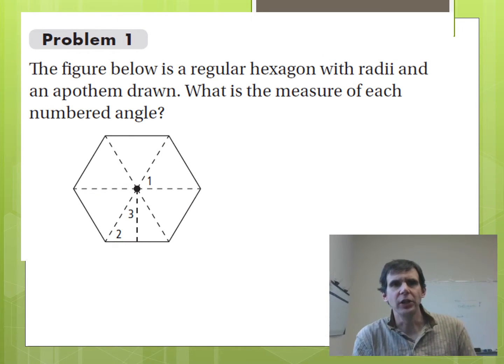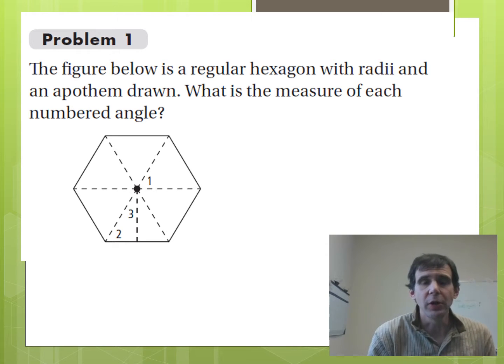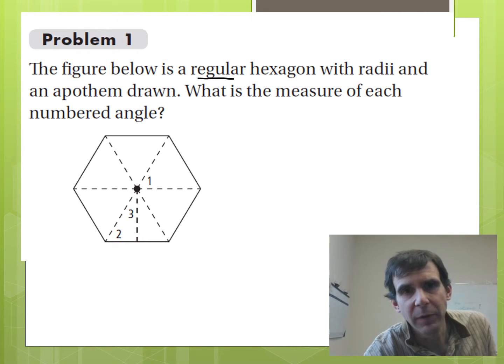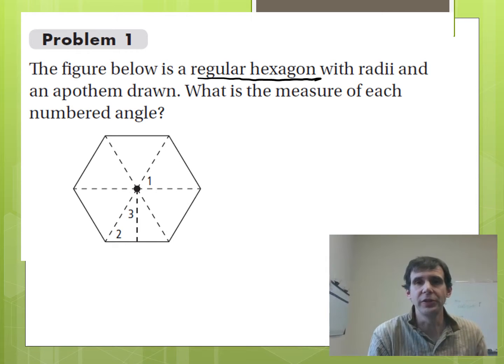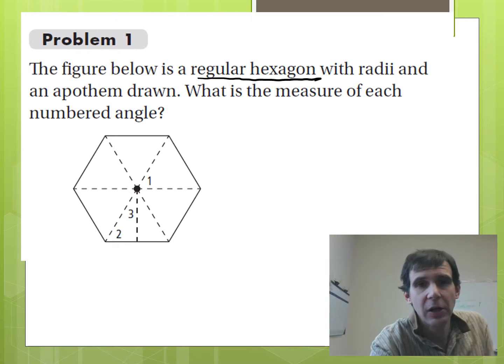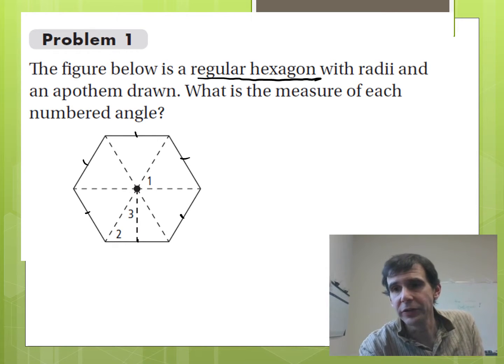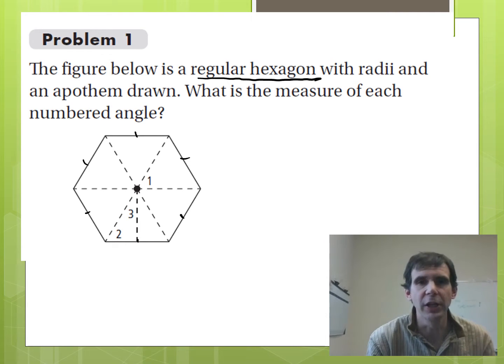Okay, so let's take a look at this problem here. The figure below is a regular hexagon. Remember, a hexagon has 6 sides. So this is a regular hexagon, so we know that all of these sides here are going to be congruent, and so are all the angles. I'm not going to draw those, just to keep the clutter down.